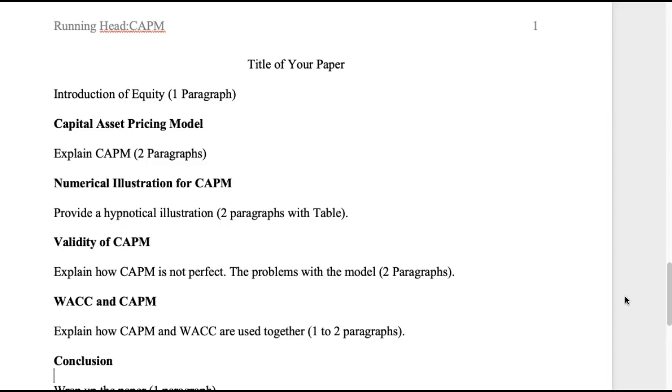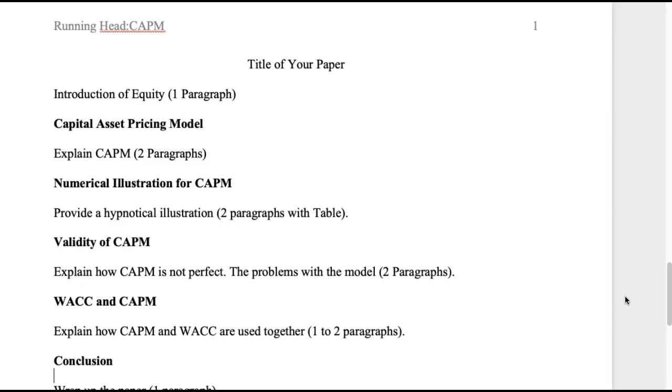At this level, we should have a citation, some type of outside information that you're providing and providing commentary on that. In addition to that, you're going to go into the next 2 paragraphs, which is going to explain CAPM, and so that you can look into it and explain how it is. The next one is a numerical illustration for CAPM. This is going to be a hypothetical illustration with 2 paragraphs with a table.